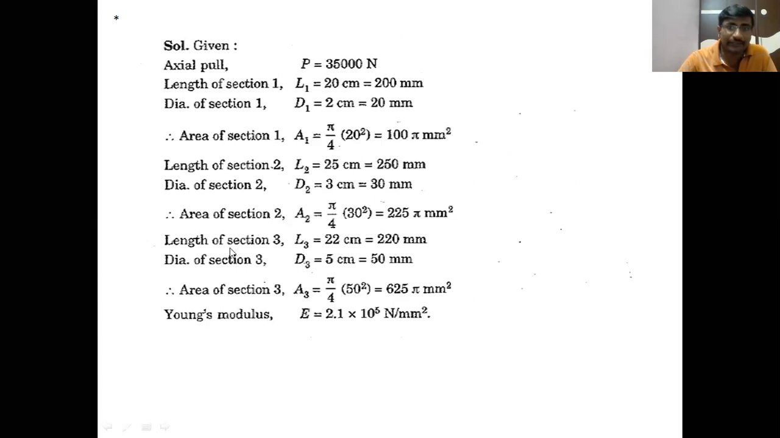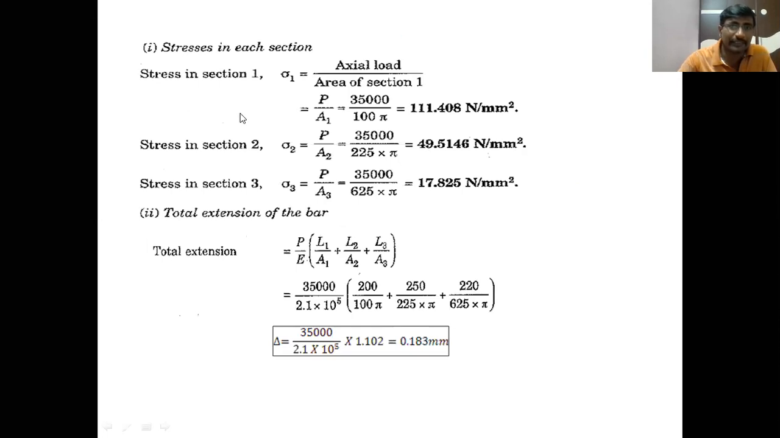The area of the first section is 100 pi, the area of the second section is 225 pi, and the area of the third section is 625 pi. Therefore, we can calculate the stress in each section. Stress in section 1, sigma 1, is equal to the axial load applied on that section divided by the area of section 1. What is the axial load applied on the section? 35,000 newtons. Clear, students? 35,000 newtons is applied on each member. That is divided by A1, which is 100 pi.